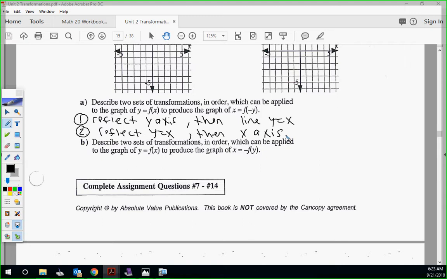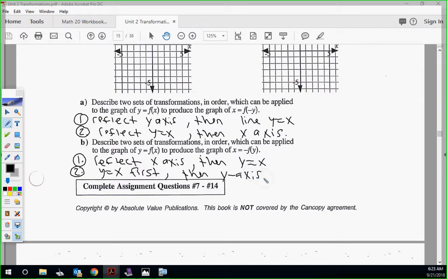For the x equals negative f of y, you can reflect the x-axis, then y equals x. You can kind of see the relationship here, how they're just kind of flipped. Or you can do y equals x line first, then the y-axis. Okay. All right, and that's all for this one.